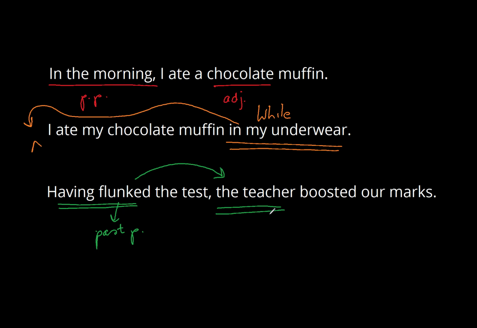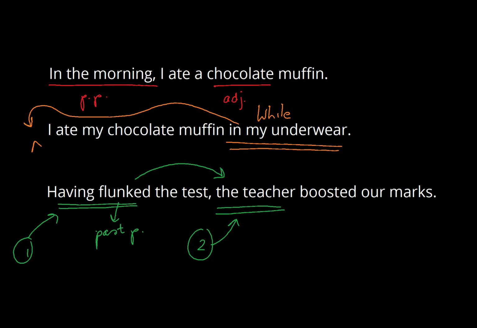There are a number of ways to fix this kind of dangling modifier, this opening phrase that's not properly attached. The first way is to simply do something about this opening bit of the sentence. So we could say, "When the students flunked the test, the teacher boosted their marks." The second option is to do something about the beginning of the clause. So we could say, "Having flunked the test, the students had their marks boosted," or something to that effect.